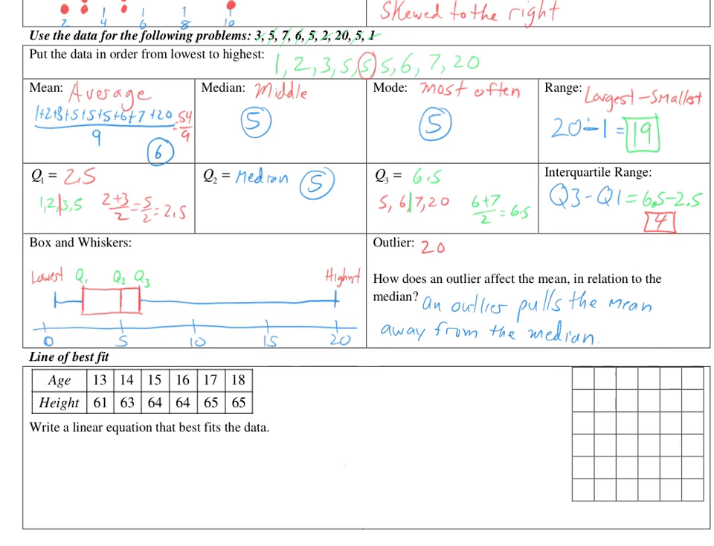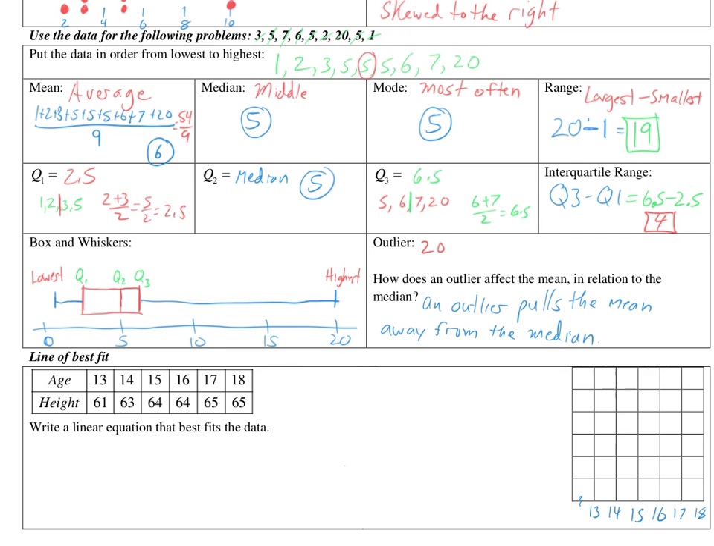Last thing here is we're going to do the line of best fit. So I'm going to put this data on this graph. I first got to decide, I have age and height. I got to decide if I want to put age or height on which axes. Usually, don't we put X here and Y here? So I'm going to put age as my X. So can I put my ages? I'm going to just start at 13. And then I have 14, 15, 16, 17, and 18.